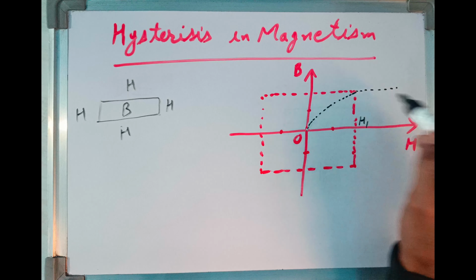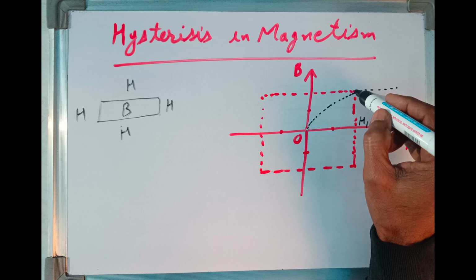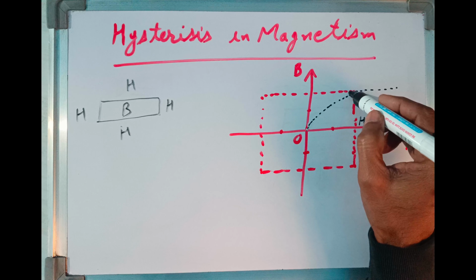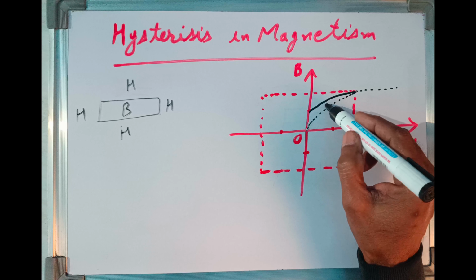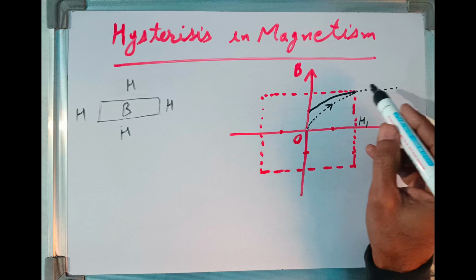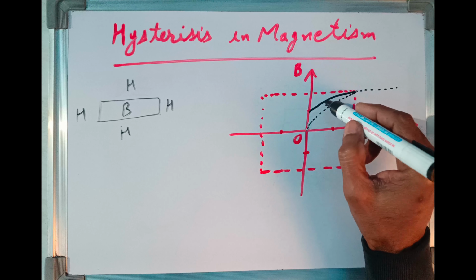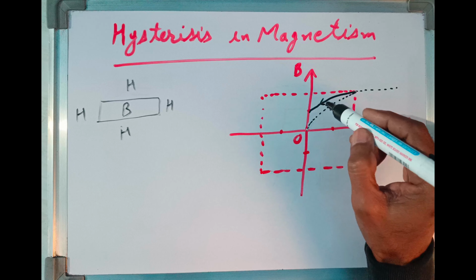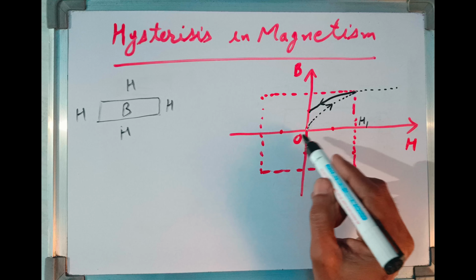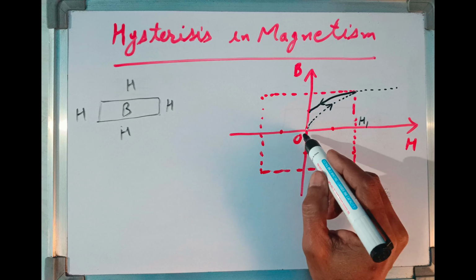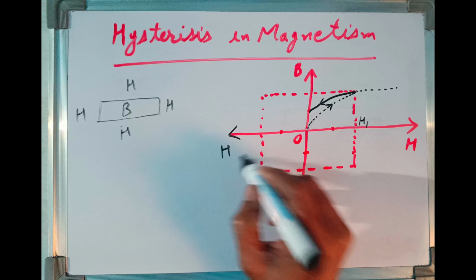Then if I decrease the value of H towards 0, B will also decrease, but the graph will not follow the same path. On the increasing side, it was in this direction. When I reverse the value of H towards 0, the graph takes this shape. Let me again decrease H below 0. Below 0 means if I make the value of H in the reverse direction, H is made negative.